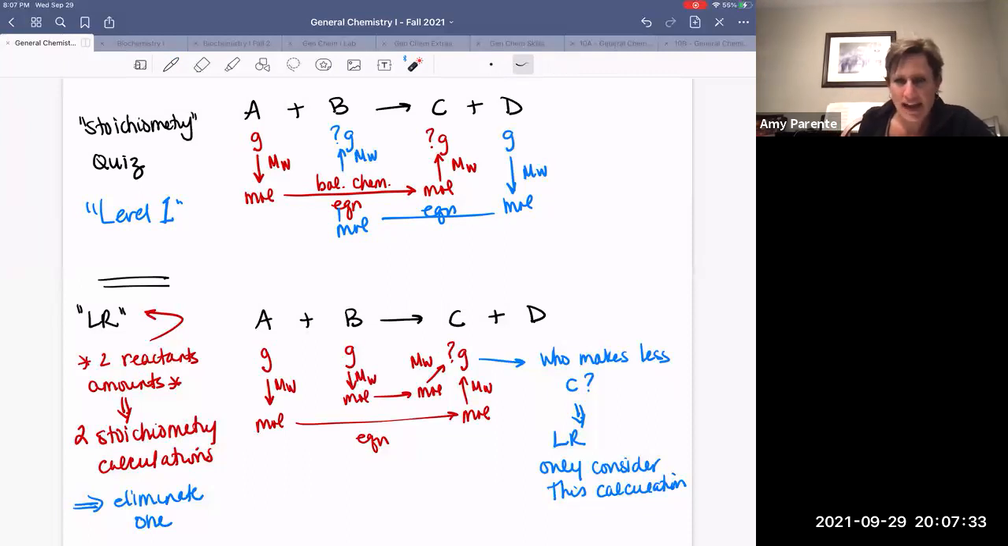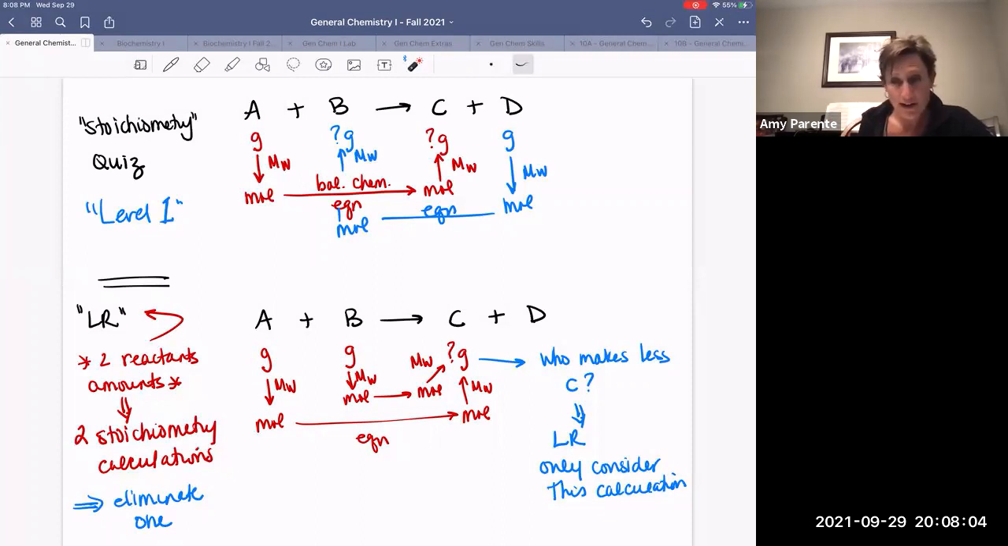When we're doing limiting reactant problems and you're given quantities of two reactants, you have to take each one and go grams to moles, moles to moles. You don't have to do the last moles to grams piece to be able to do the comparison, but you have to do at least grams to moles and moles to moles for each one. Then you compare the number of moles of a common product that you make. You find out who makes less, and that's going to be your limiting reactant.